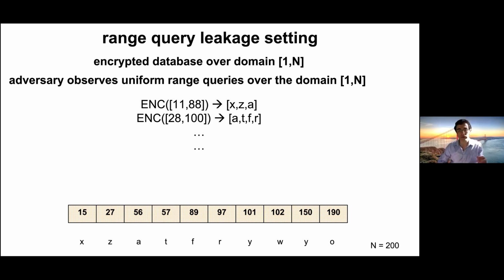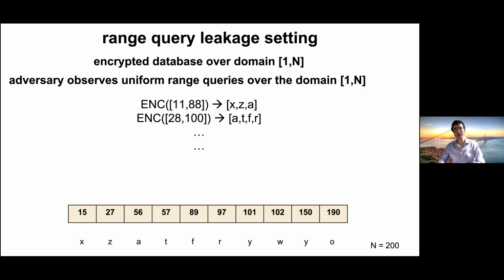Okay, so now if there's another query, encrypted 28100, right? So what's going to happen here is you're going to return A, T, F, and R. Again, the identifiers of the records that fall into this range. Okay. Now, the question is, if you're seeing this access pattern leakage, right? What can we infer about the order of these records? Is there something that you can infer about the orders of the records?